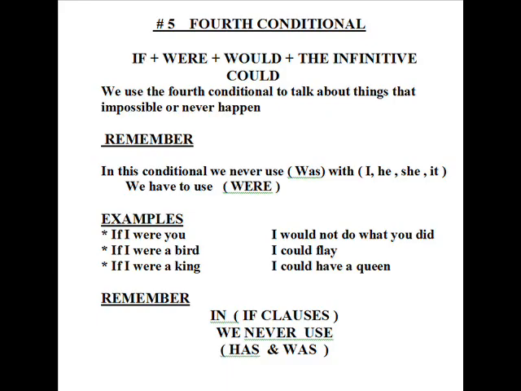Remember, in this conditional we never use was with I or he or she or it. We have to use were with them. Example, if I were you, it's impossible to be you. If I were you, I would not do what you did. If I were a bird, I could fly. It's impossible to be a bird. We are human beings, not birds.